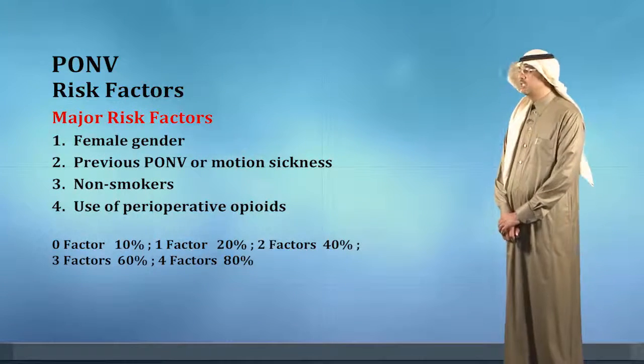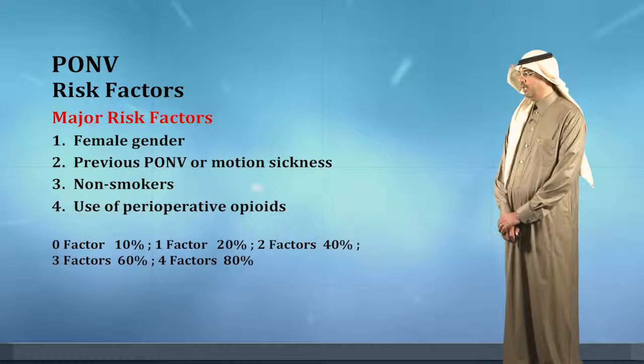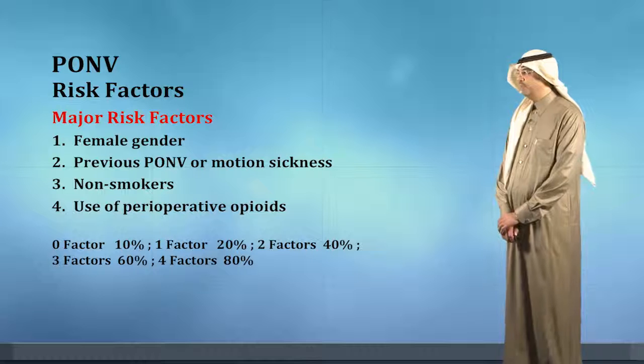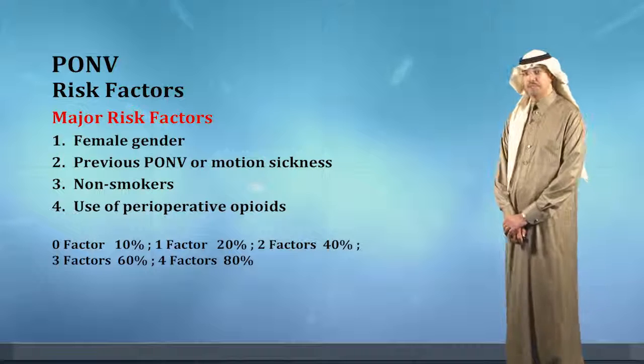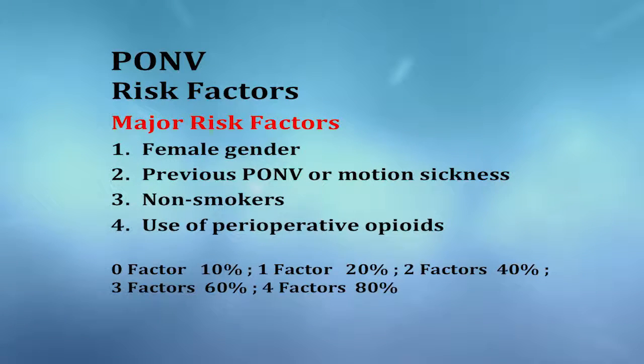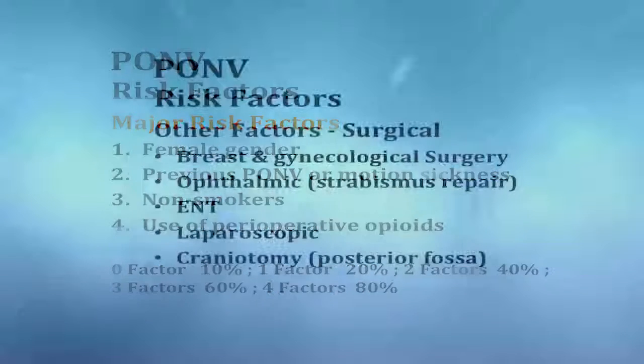What are the risk factors for developing postoperative nausea and vomiting? Female gender by itself is a risk. Previous postoperative nausea or vomiting or motion sickness, non-smokers, and the use of perioperative opioids. If one of these factors is present, up to 20% will develop postoperative nausea and vomiting. This can go up to 40% if two factors are present, and this can increase to 60% if three of these factors are present, and it can reach 80% of patients if four of these factors are present.